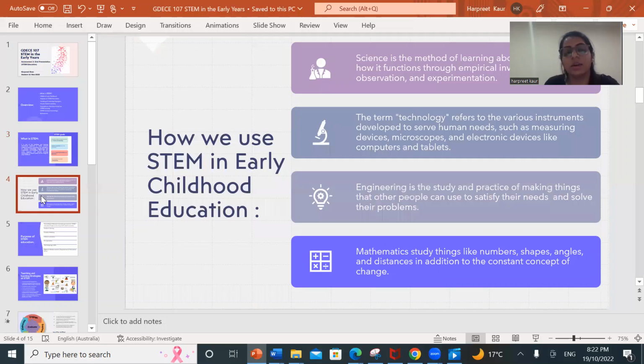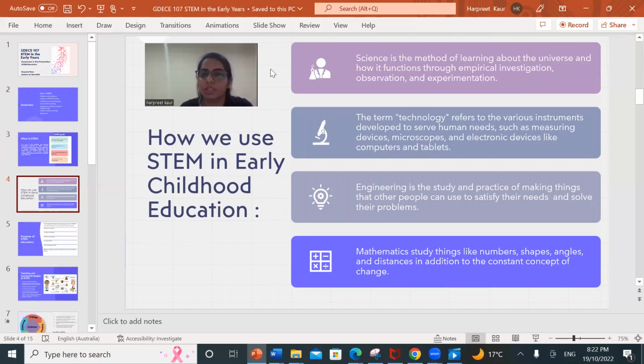And the next slide is about how we can see STEM in early childhood education. Firstly, science is one of the methods of learning about the universe and how it functions through empirical investigation, observation, and experimentation. And next is technology. Technology refers to the various instruments which can be developed to serve human needs, such as measuring devices, microscopes, and electronic devices like computers and tablets.